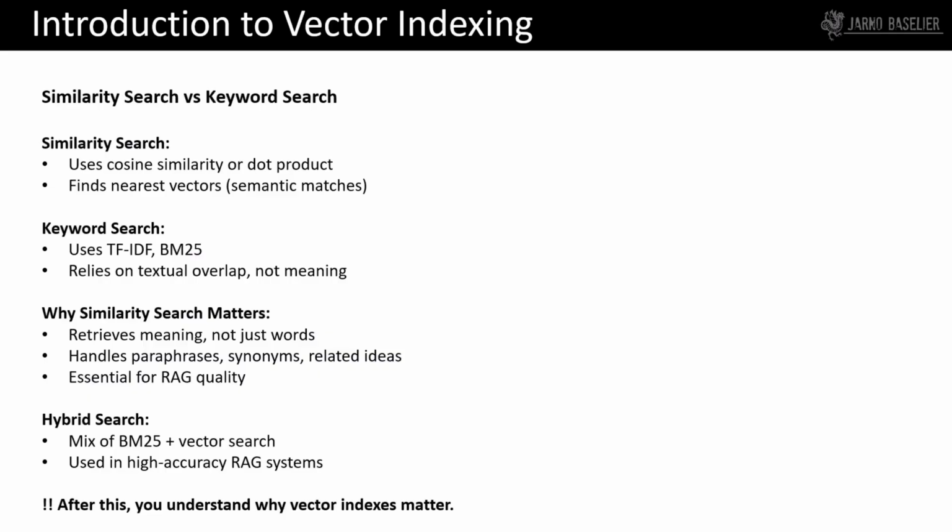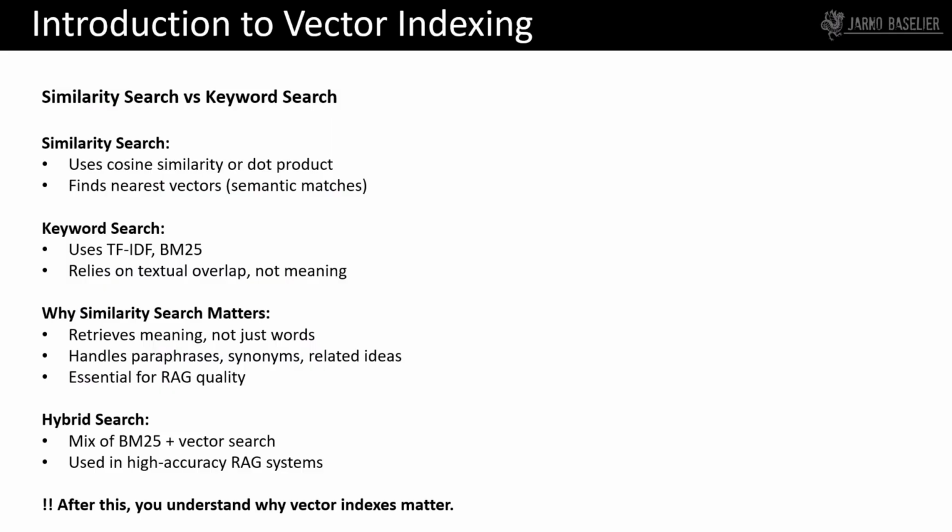Similarity search versus keyword search. Similarity search uses cosine similarity or dot product and finds the nearest vectors, the semantic matches. Keyword search uses TF-IDF and BM25 and relies on textual overlap and not specifically meaning. And why does similarity search matter? This retrieves the meaning and not just the words. It handles paraphrases, synonyms, and related ideas and is essential for RAG quality. Hybrid search is a mix of BM25 and vector search, and this is used in high accuracy RAG systems.